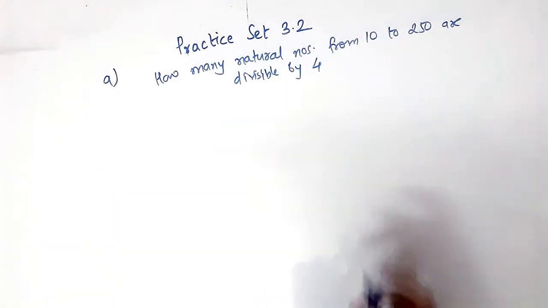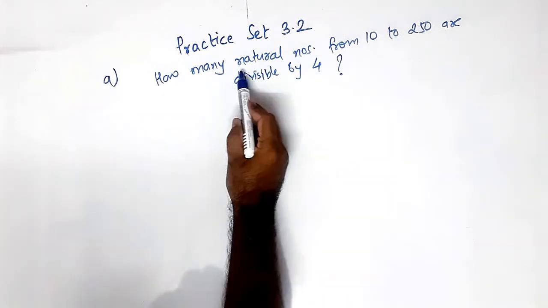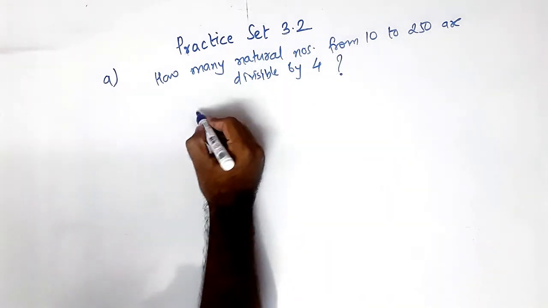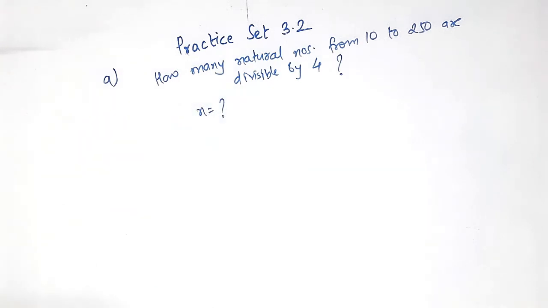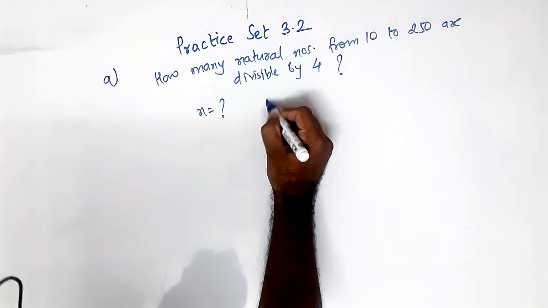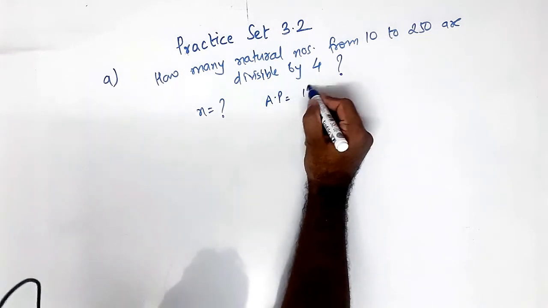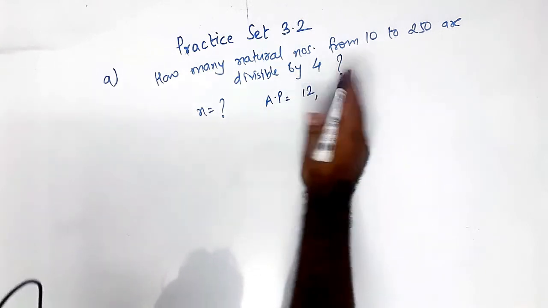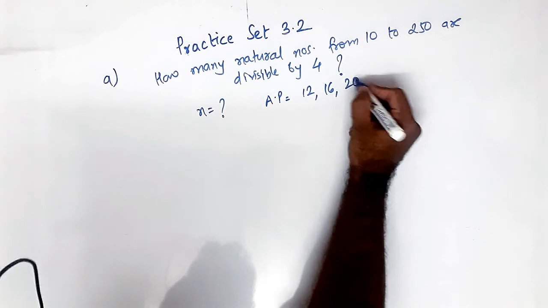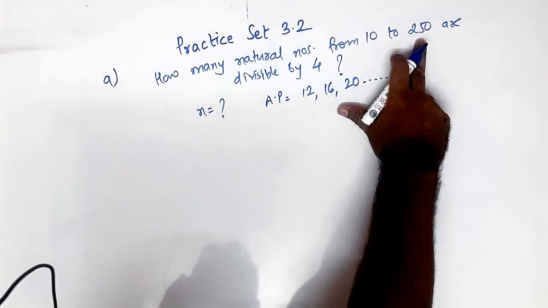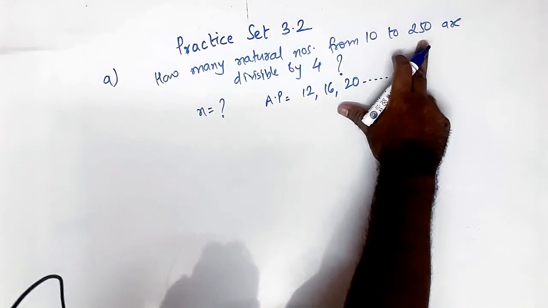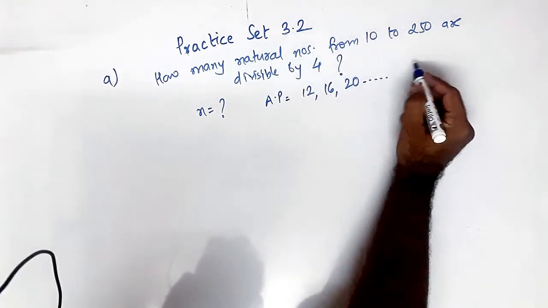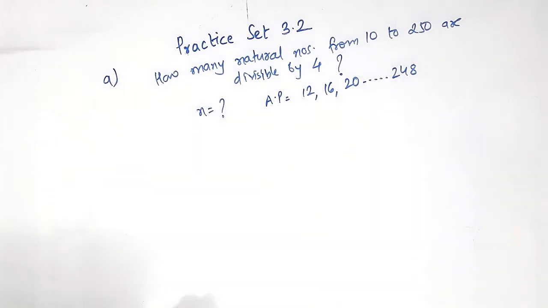Coming to the ninth one, it is similar, like they have asked how many numbers. When they ask how many numbers, it means they have asked n. First we have to write the AP, the numbers which are divisible by 4. From 10, the first number divisible by 4 is 12. So 12, 16, 20 and so on. We have to go till 250. 250 is not divisible by 4. The number which is less than 250 and divisible by 4 is 248.